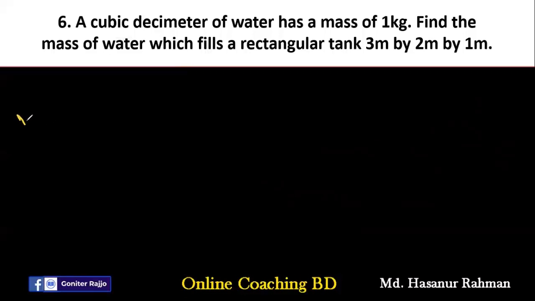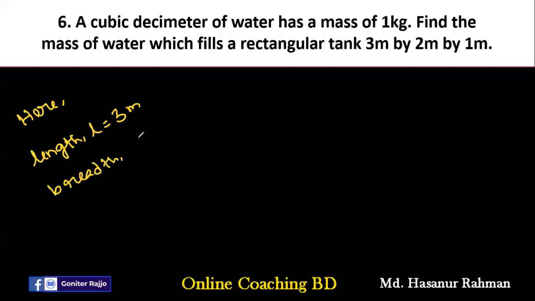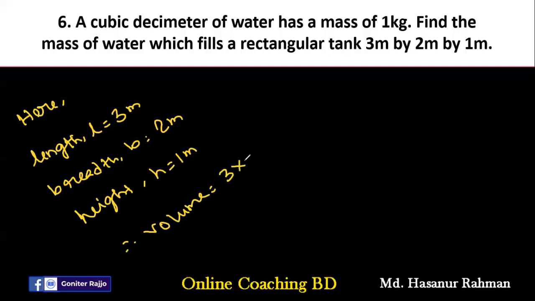So we can say here in a rectangular tank, length L equal to 3 meter, breadth or width B equals to 2 meter, and height H equal to 1 meter. So what will be the volume? Volume is equal to 3 multiplied by 2 multiplied by 1 meter cube. That means 6 cubic meter. So we have already found out that the volume of this rectangular tank is 6 cubic meter.